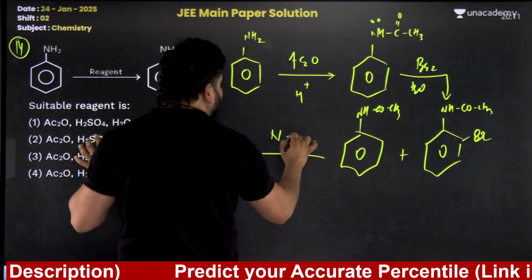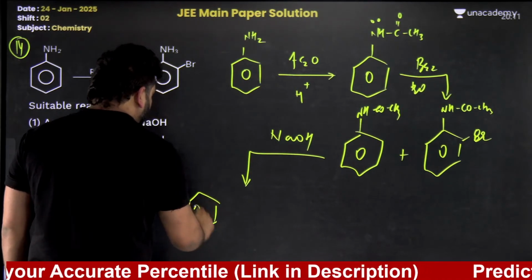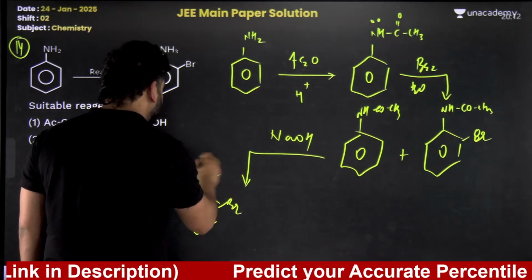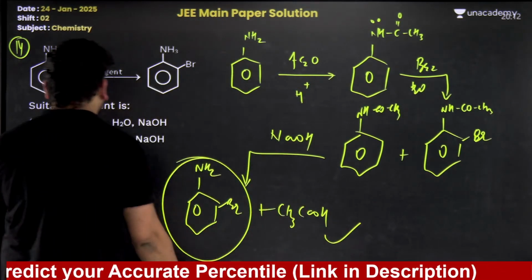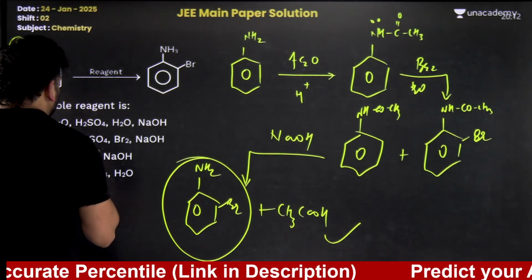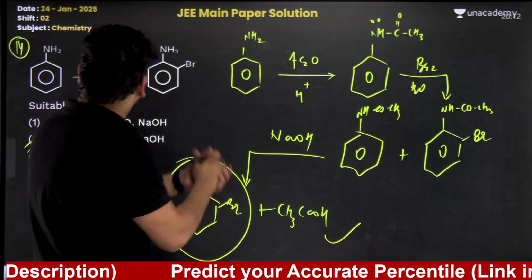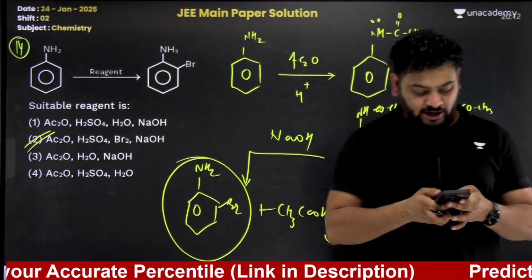So let's say if we are bringing NaOH over here, then the acylated part will go away, forming acetic acid, and one of the products will be NH2 with the Br like this, plus CH3COOH. So the correct answer should be Ac2O with H2SO4, then bromine, and then NaOH. Option 2 is the correct answer. So that was it. That was the last question we had.